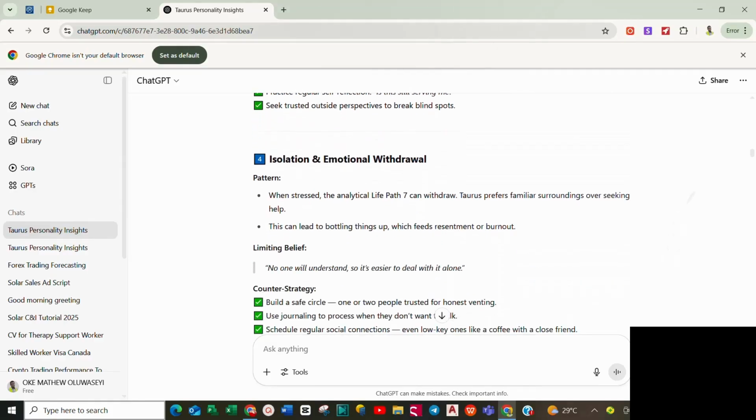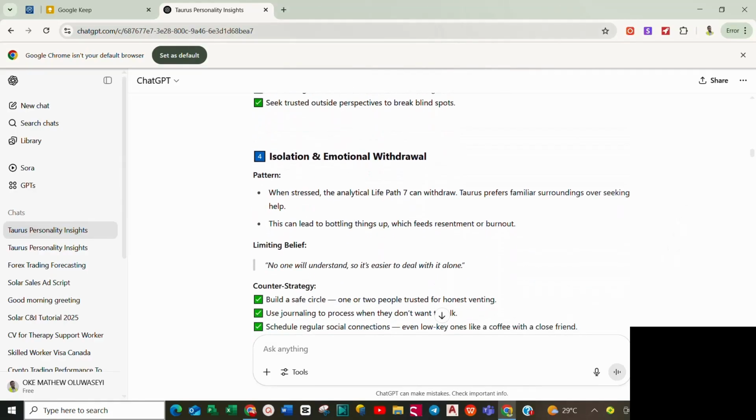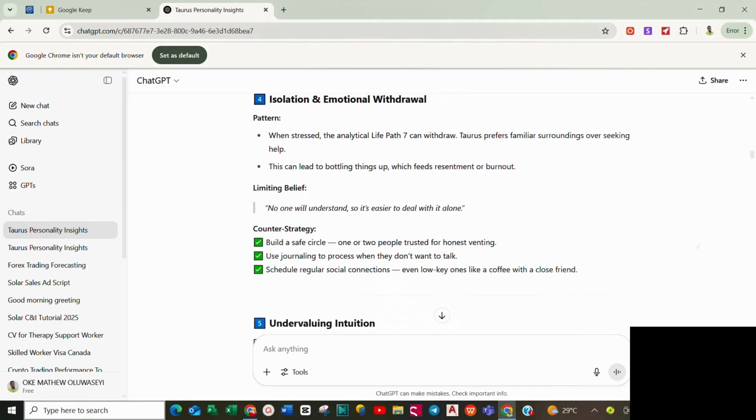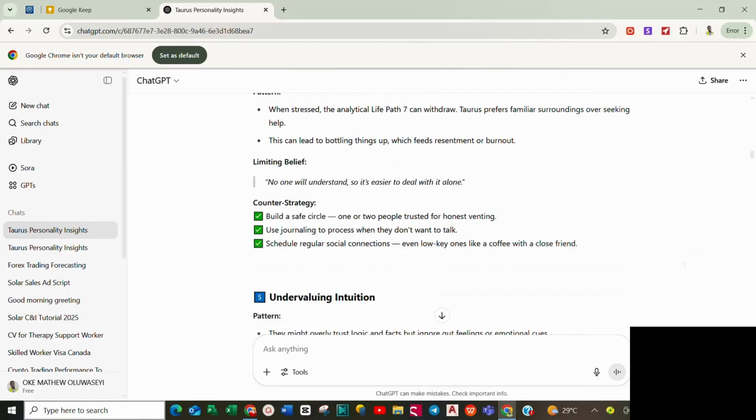And then isolation and emotional withdrawal. They like isolation and they withdraw emotionally. So the counter strategies: build a safe circle of one or two trusted people for honest venting, use journaling to process when they don't want to talk, and schedule regular social connections, even low-key ones like a coffee with a close friend. You don't like mingling much.